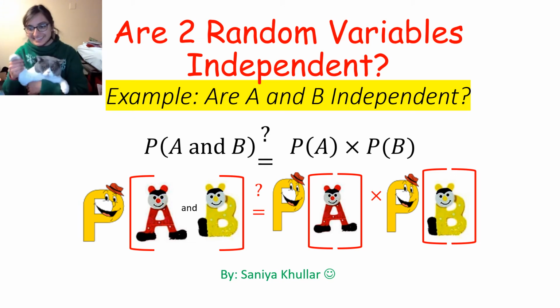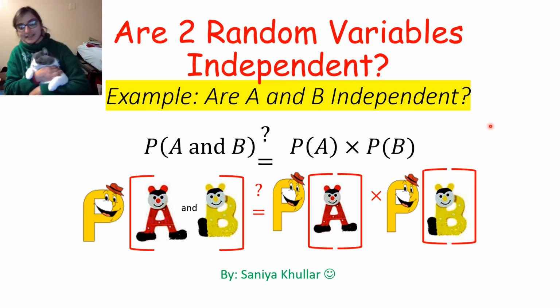I am Sanya Kuller and this is Cute Little Yangshi, and in this video we're going to talk about how you can tell if two random variables are independent. That is, are A and B independent? To find that, we need to find the probability of A and B happening and see if that is equal to the probability of A multiplied by the probability of B for all values of A and B.